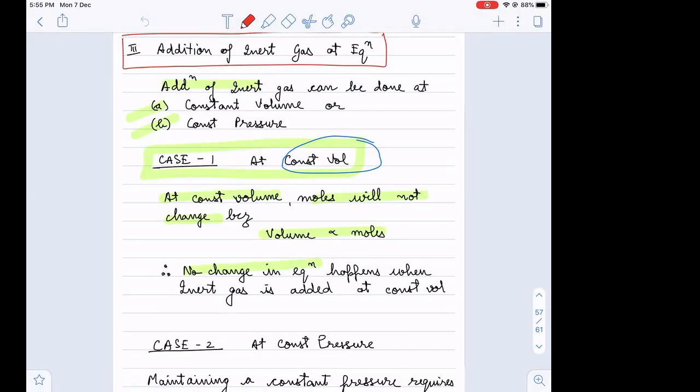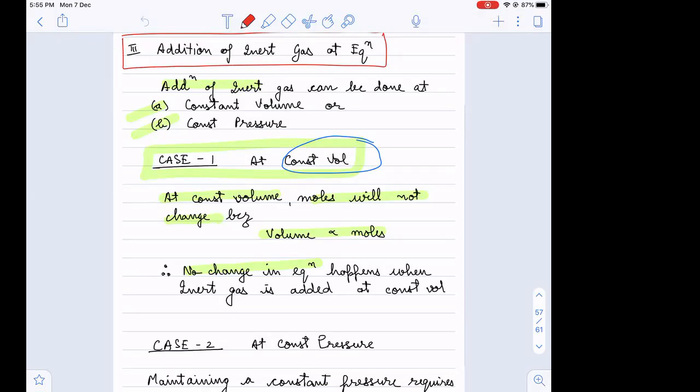Those two cases are constant volume and constant pressure. So the case of constant volume is very easy. Why is it easy? Because when you are adding inert gas at constant volume, the volume is directly proportional to moles. So volume is not going to change. Why? Because you yourself have taken volume to be constant. And since moles are directly proportional to volume, moles will also not change.